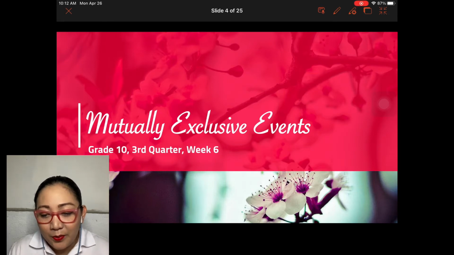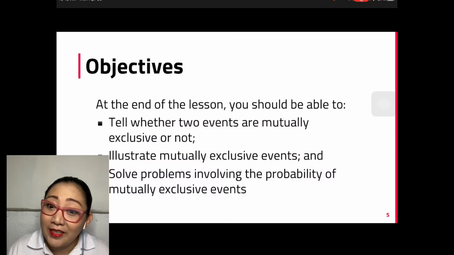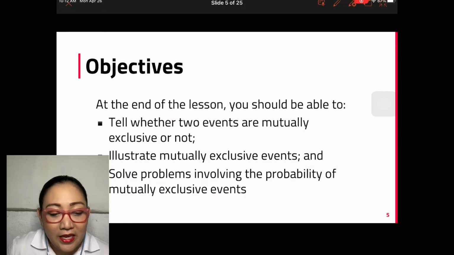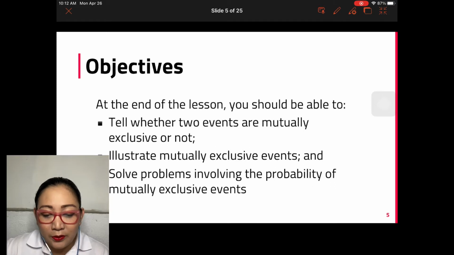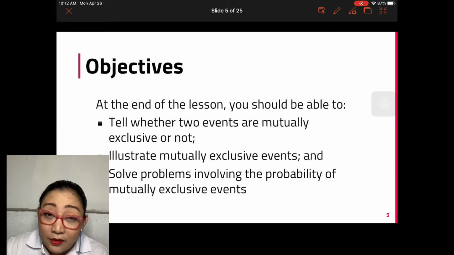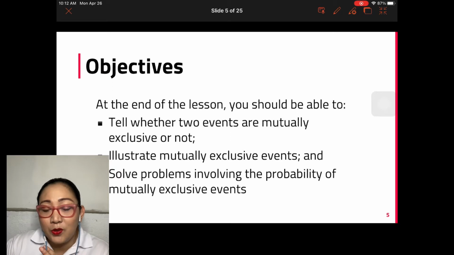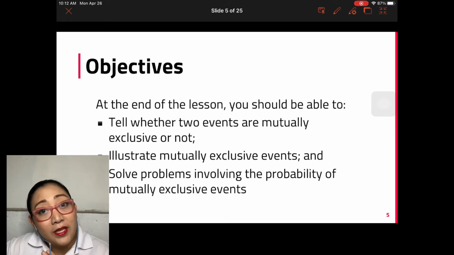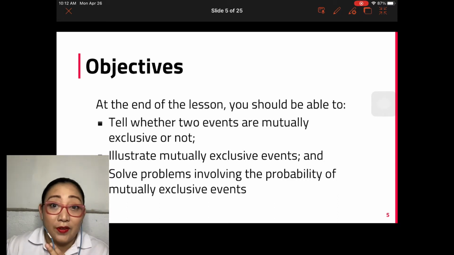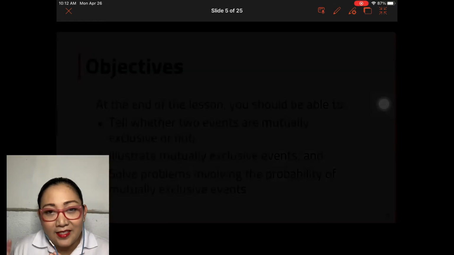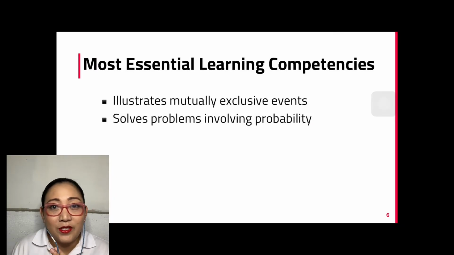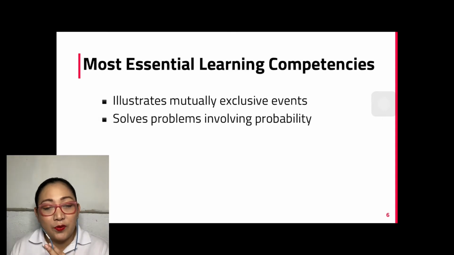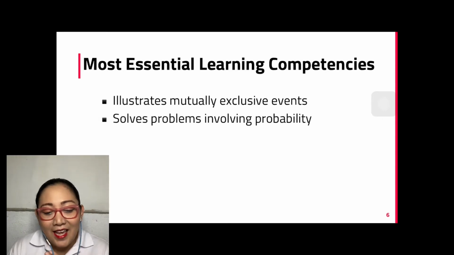So, as usual, ang gagawin po natin ay magdi-discuss tayo muna ng objectives. Ano ba ang objectives ng ating lesson for today? At the end of this lesson, you should be able to tell whether two events are mutually exclusive or not. And then, illustrate mutually exclusive events using a Venn diagram. And then, of course, last but not the least, solve problems involving the probability of mutually exclusive events. Okay. Now, this is in line with our most essential learning competencies. We have two for this week. Illustrates mutually exclusive events and solves problems involving probability.